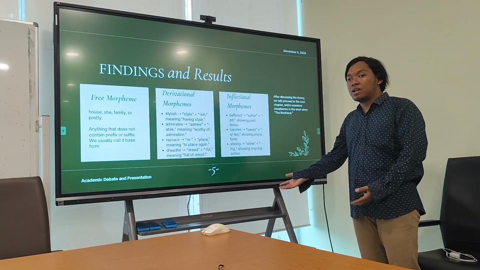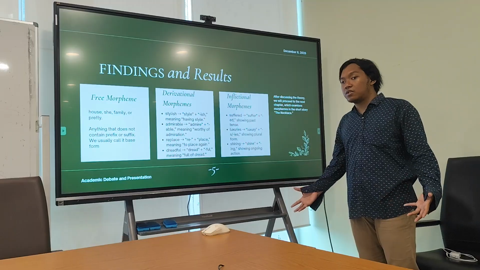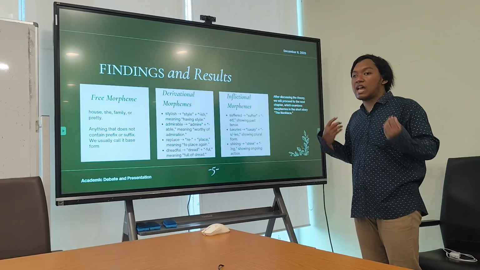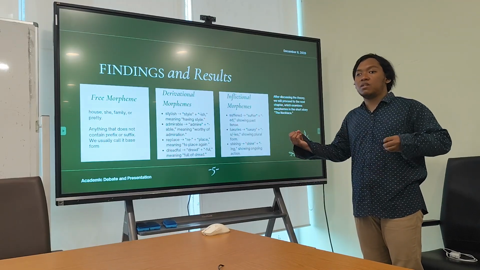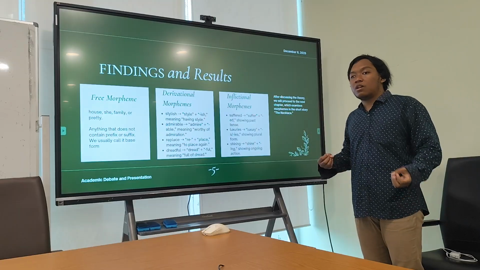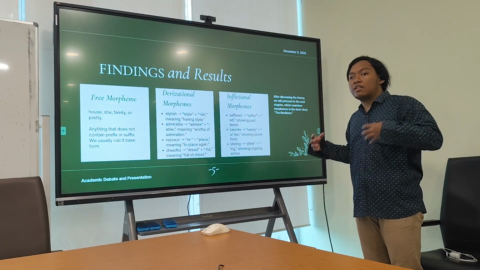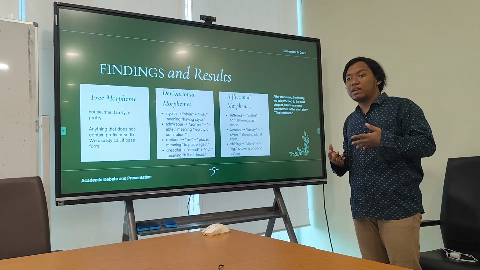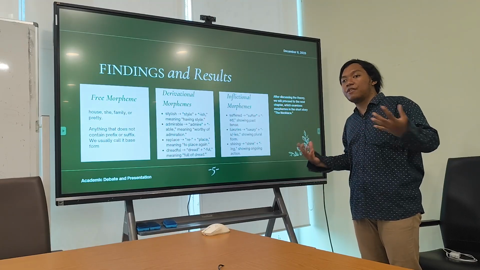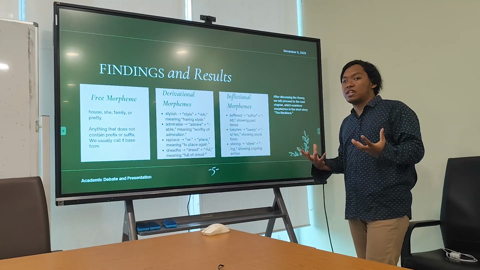For bound morphemes, the story contains several derivational ones, such as stylish from style plus ish, admirable from admire and able, replace from re and place, and dreadful from dread plus full. These morphemes help create new meanings that describe the characters, feelings, and actions in the story.